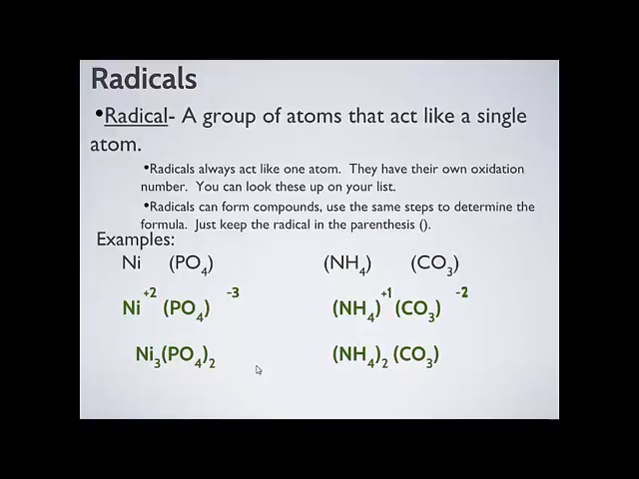Wait, how come the numbers when they're plus and minus 2 are on the top, but when you cross they're down? Because the plus and minuses are the oxidation numbers. When we use them to form the compound, they're just telling us how many of each element or how many of each radical there are. So they sort of mean different things.